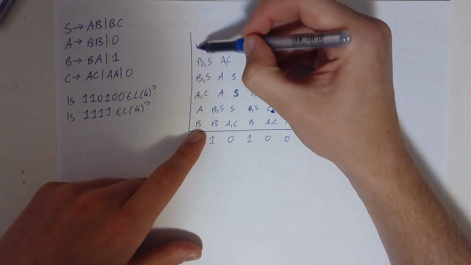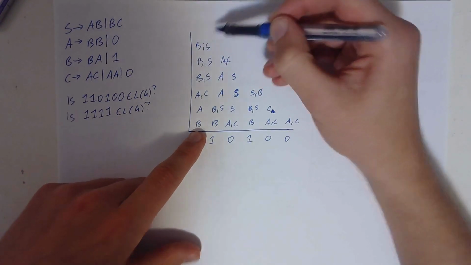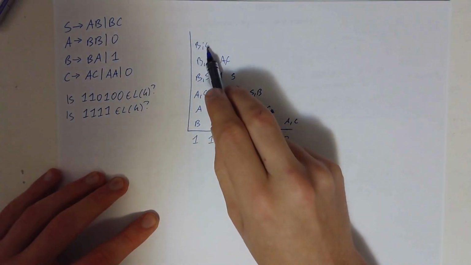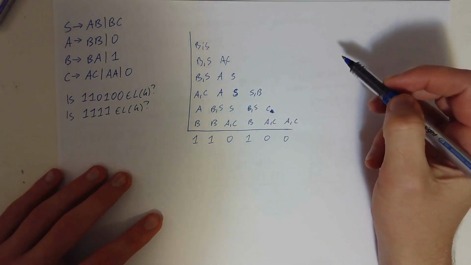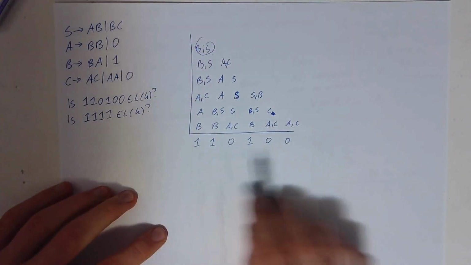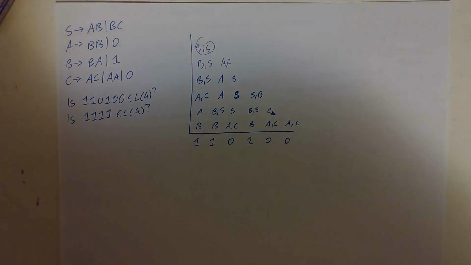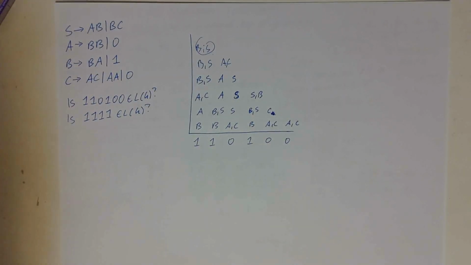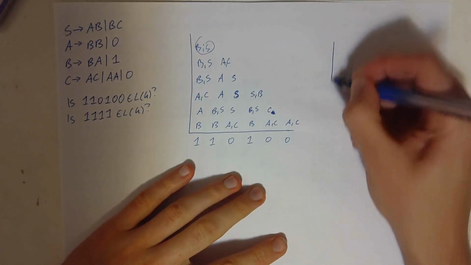BA can be produced by B. BC can be produced by S. And I may as well give up at this point because I know it's possible to produce an S. So I'm done. And because there's an S in the very top symbol, that means there is indeed a derivation for this whole string. So what's it look like when the CYK algorithm rejects something? It means S is not contained in this set here. So let's look at an example of that.